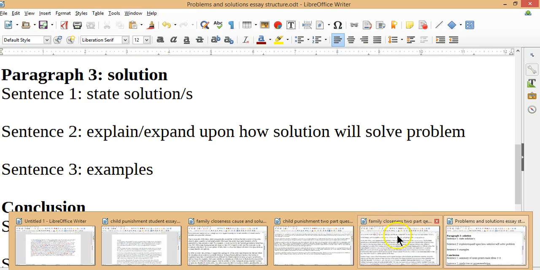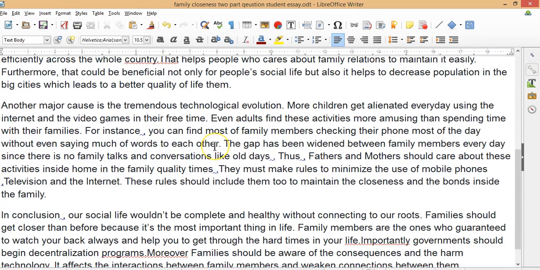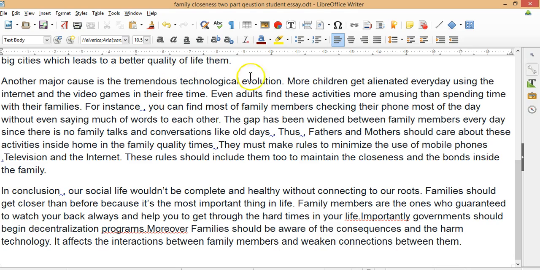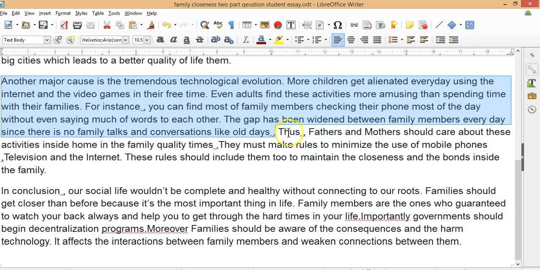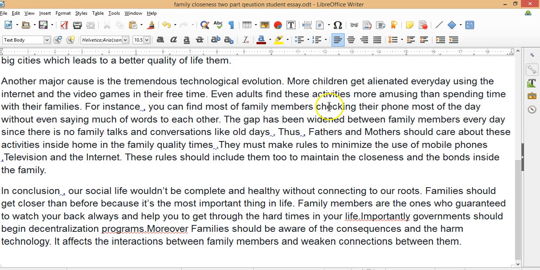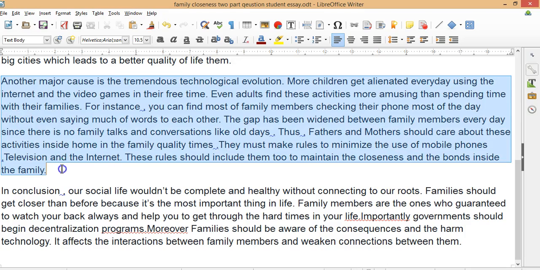So let's have a peep, see what we've got. Another major cause is the tremendous technological evolution. Much young get alienated. So what he's doing here, essentially, he's talking about the topic. He's giving reasons why families are separated. Family members checking with the phones, okay. And then he offers a solution about restricting the use of phones and internet. Okay, so there's some good ideas there.